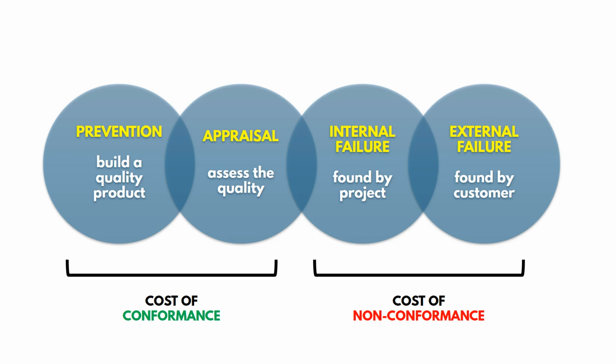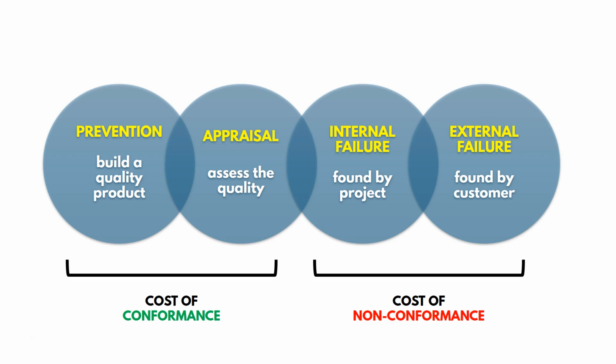So there's 4 kind of categories of quality costs. There's prevention, appraisal, internal failure, and external failure. The 2 on the left are what we call costs of conformance, and the 2 on the right are costs of nonconformance. And we try to avoid those.